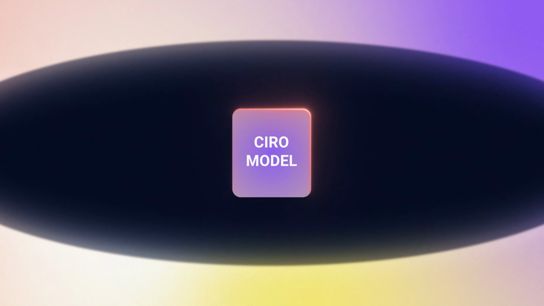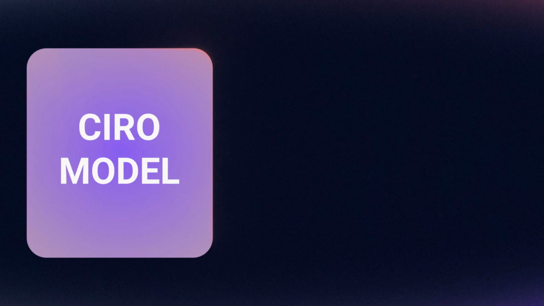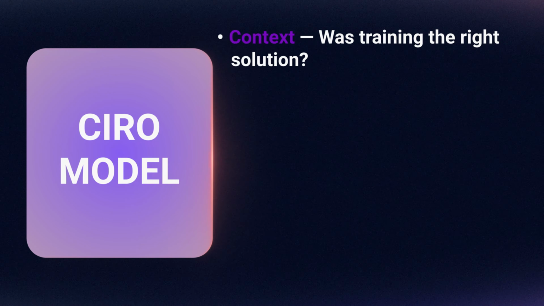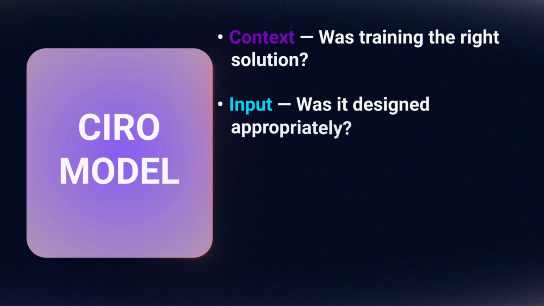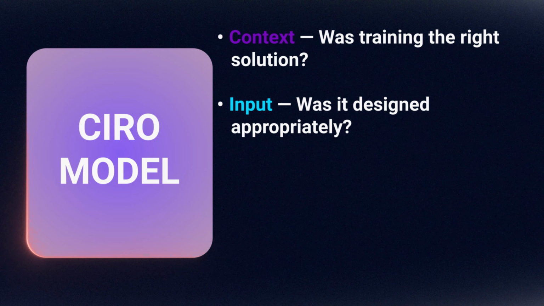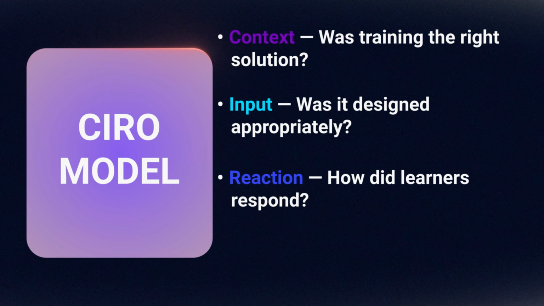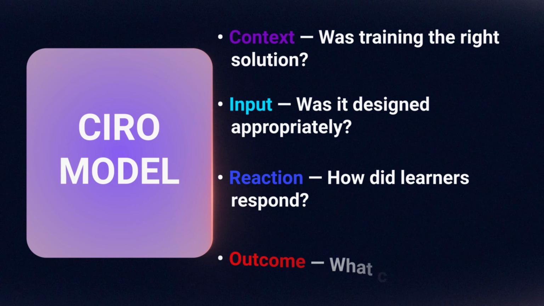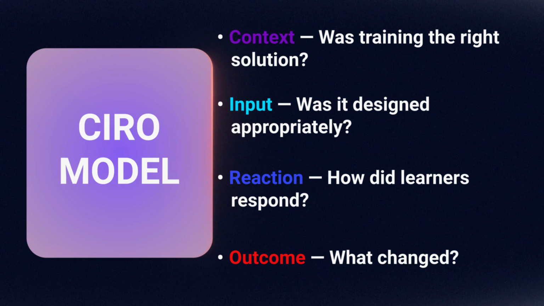The CIRO model. The CIRO model, developed by Warr, Bird, and Rackham, focuses on evaluating training through 4 lenses. Context. Was the training the right solution? Input. Was it designed appropriately? Reaction. How did learners respond? Outcome. What changed? CIRO places strong emphasis on needs analysis and alignment, something CIPD consistently highlights as a weakness in organizational learning.